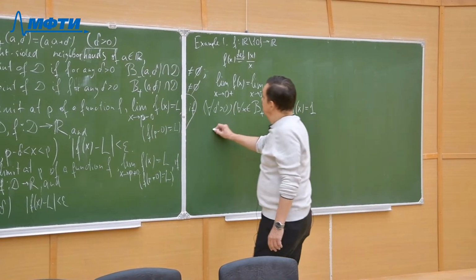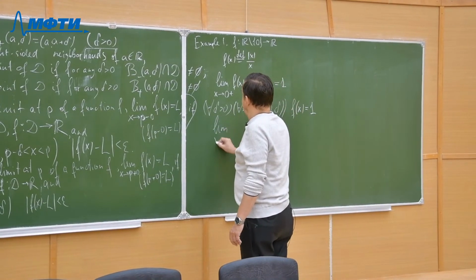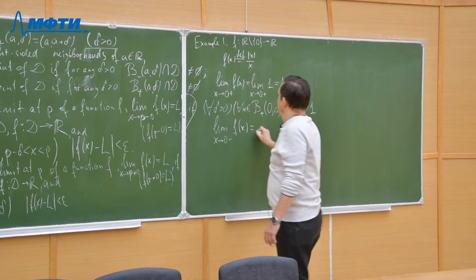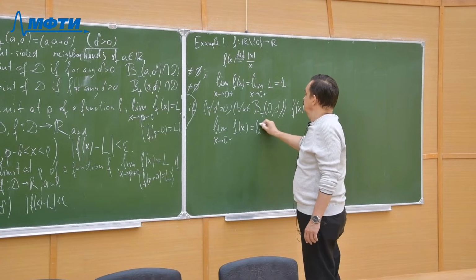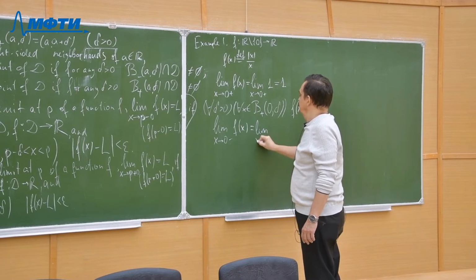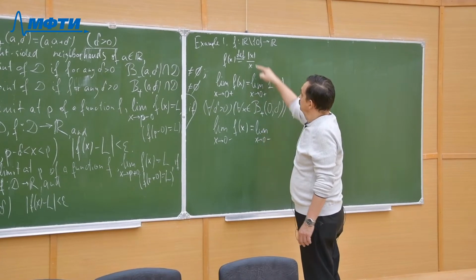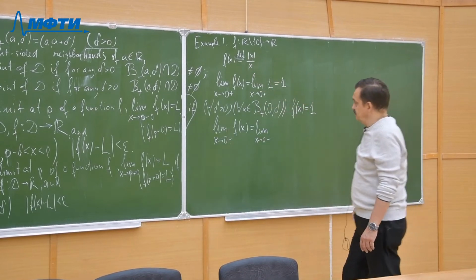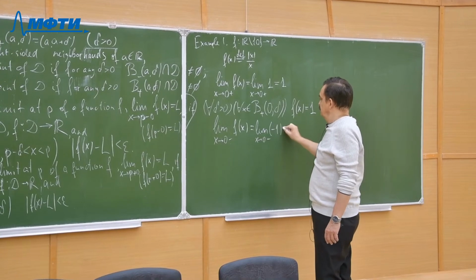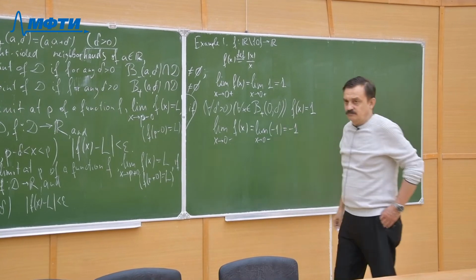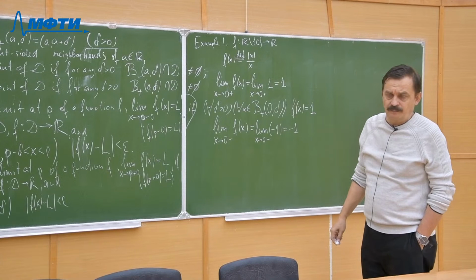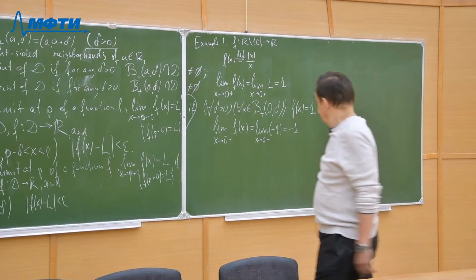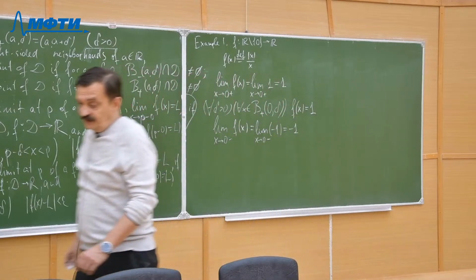Analogously, for the left hand limit, if x is negative, then modulo x equals minus x, we have minus 1, and the limit is minus 1. Okay, no questions.